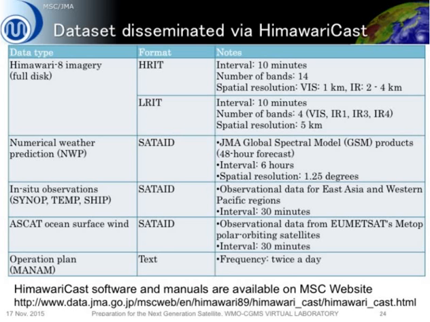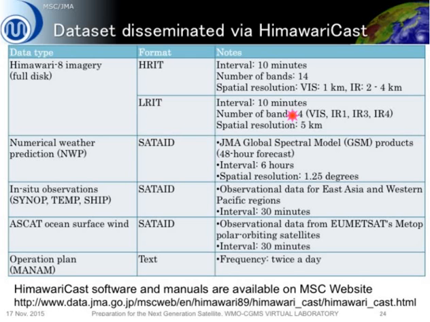Okay. And this table shows a list of data disseminated by HimawariCast service. Full disk data of Himawari 8 are distributed in HRIT and LRIT files. The specifications of HRIT are as I mentioned earlier. And LRIT files are further restricted than HRIT. The number of bands is limited to 4. And the spatial resolution is 5 km.